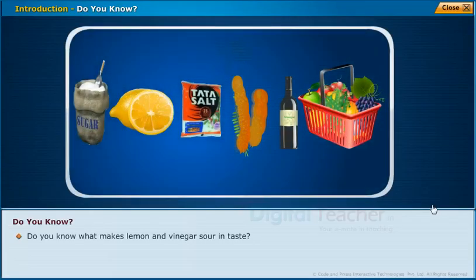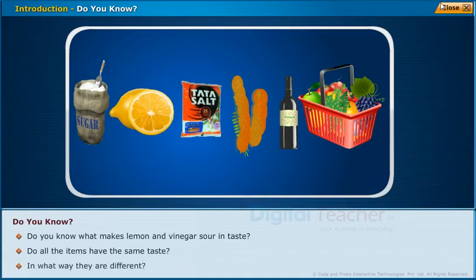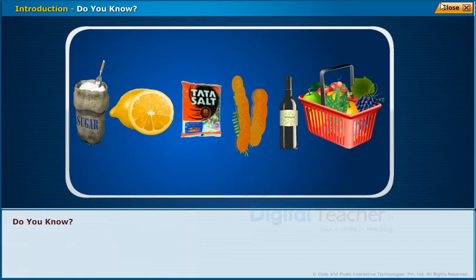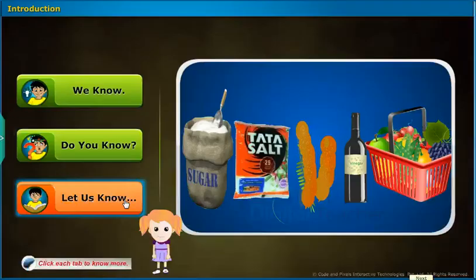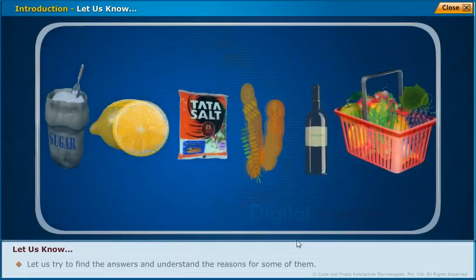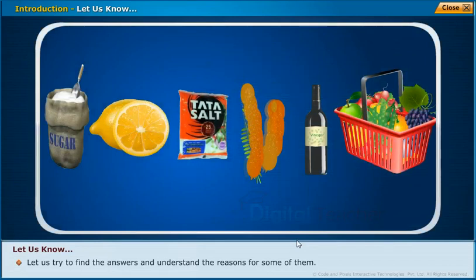Do you know what makes lemon and vinegar sour in taste? Do all the items have the same taste? In what way are they different? What kind of tastes do the food substances we eat have? Let us try to find the answers and understand the reasons for some of them.